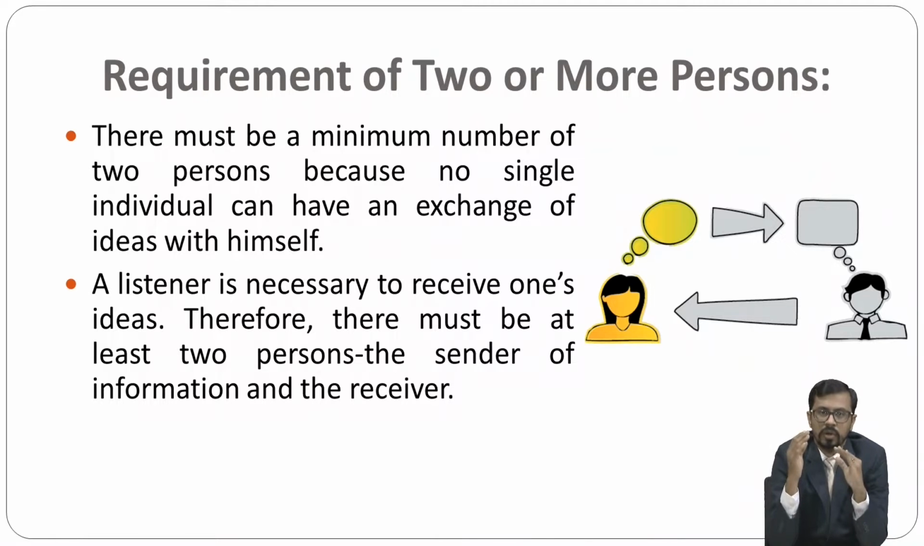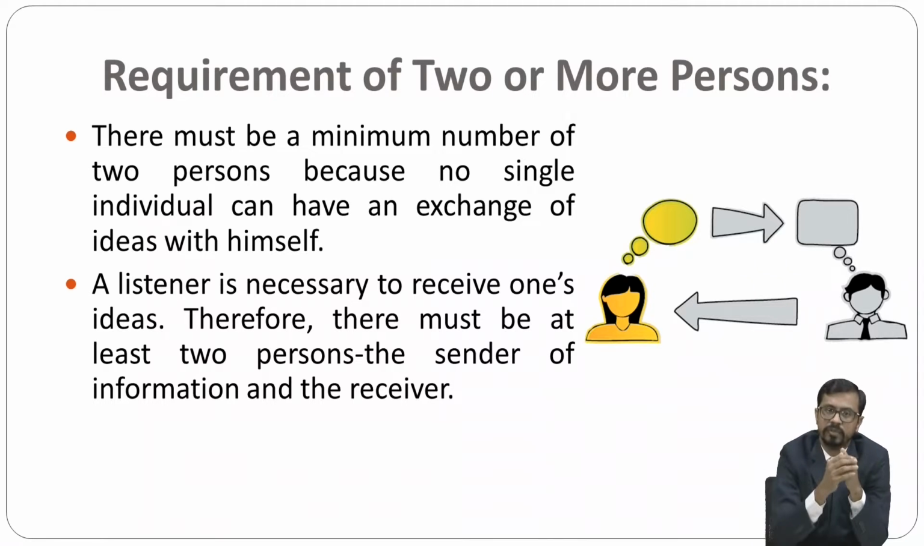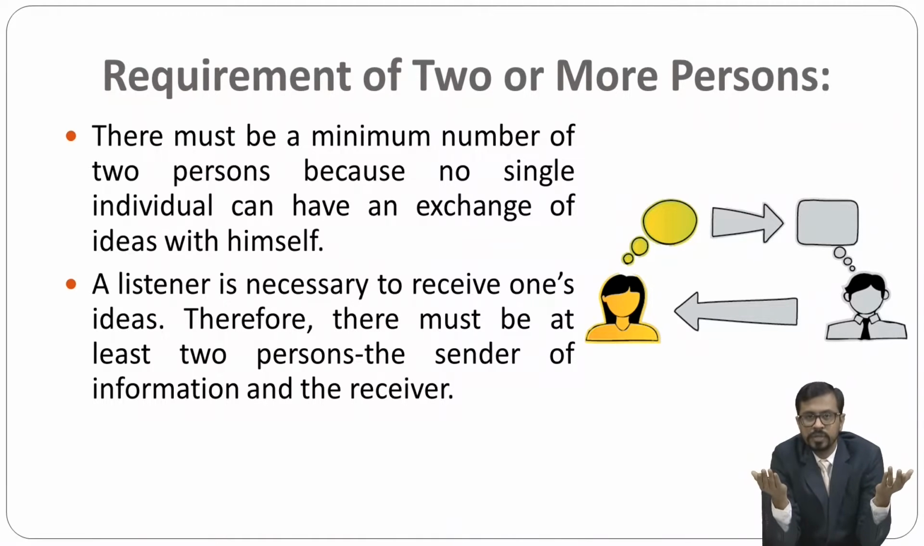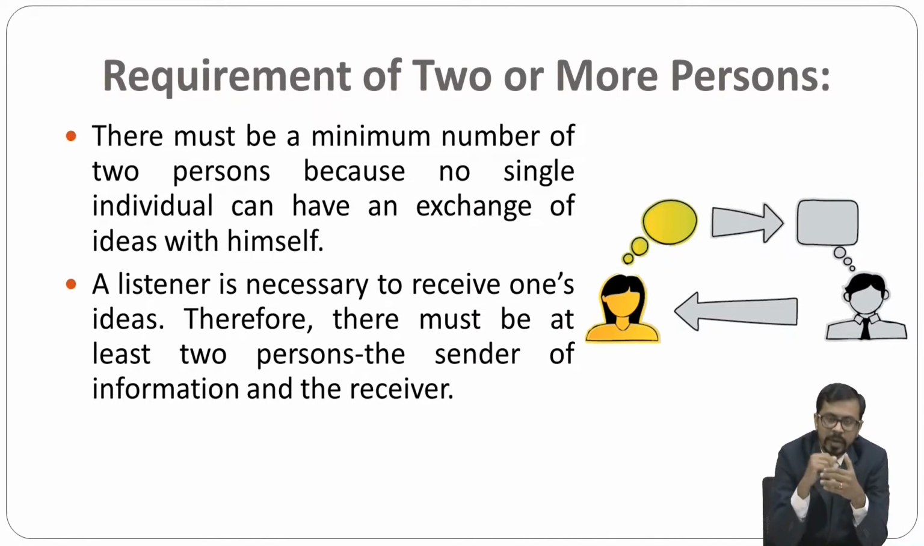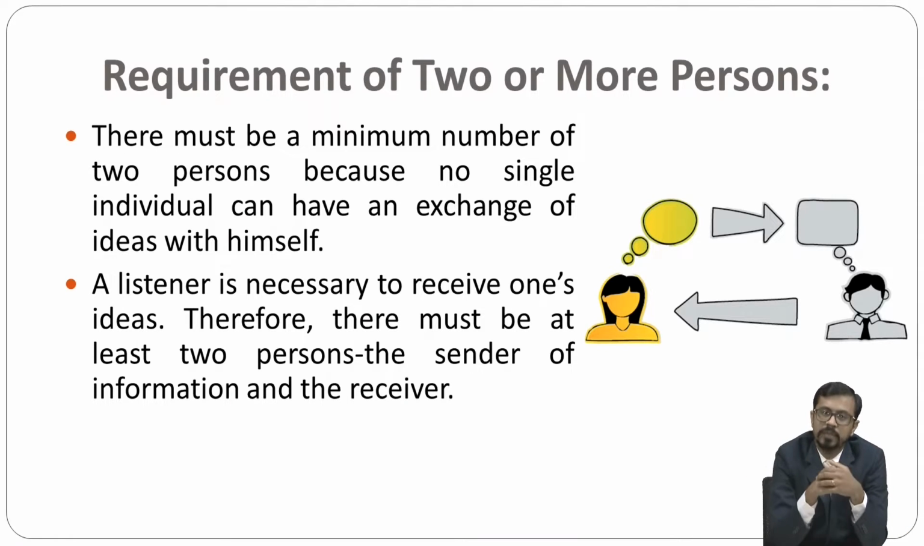Now, when we talk about the sender and the receiver, let us understand who is the sender. Sender is the one who sends the information, and it can be an individual, it can be a group of people, it can be a company. Similarly, when we talk about the receiver, a receiver can also be one individual, it can be a group of people, or it can be an organization or a company.